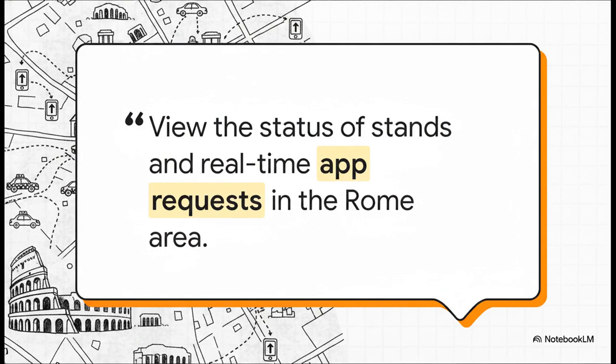The primary directive here is actually pretty straightforward. It's to view the status of stands and real-time app requests across the Rome area and its province. Basically, the platform gives operators this incredible, comprehensive bird's-eye view in absolute real time. They can see exactly where people are waiting for a ride on the street and exactly where digital requests are popping up across the entire metropolitan region.